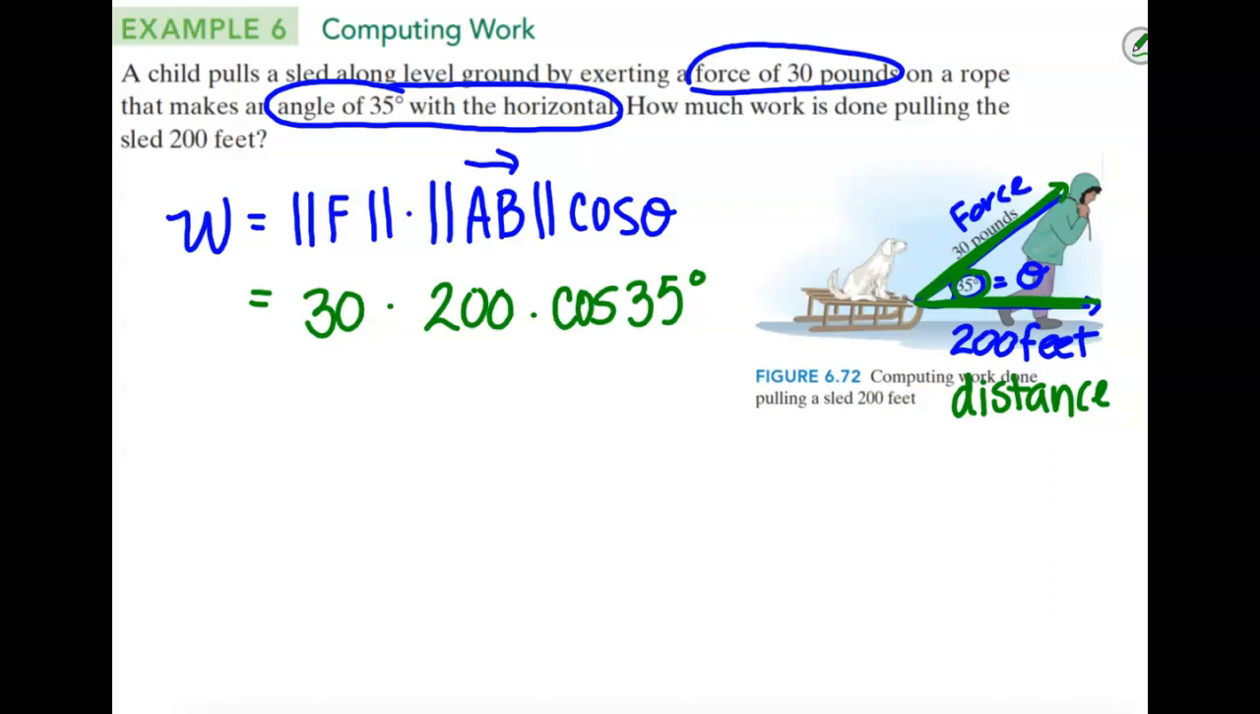All right, so to type in your calculator, make sure you're in degree mode. 30 times 200 times the cosine of 35 degrees. Enter it into your calculator. 4,900, and I'm going to round it to the nearest foot-pounds, so 4,915 foot-pounds.